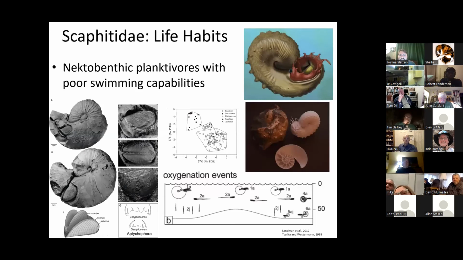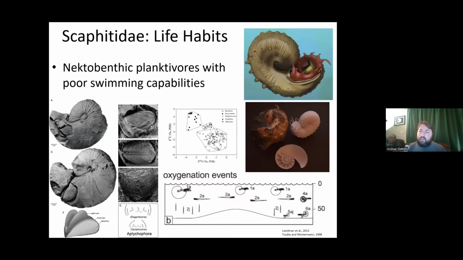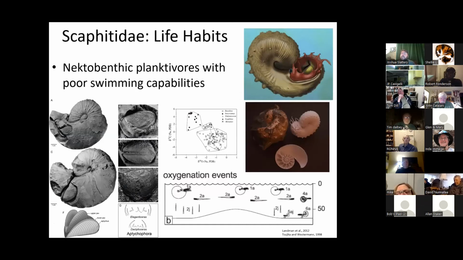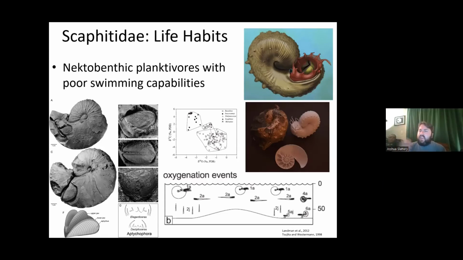Scaphitids. Scaphitids are an interesting group. Here's a model of one made by David Peterman. Scaphitids are probably the second most common ammonoid that you'll find in North America. And in some species, especially as you approach the KPG boundary, they become the most abundant ammonite. So right before the mass extinction that killed all the dinosaurs and ammonites, these guys become the most abundant group in North America and even other parts of the world, usually at temperate latitudes.